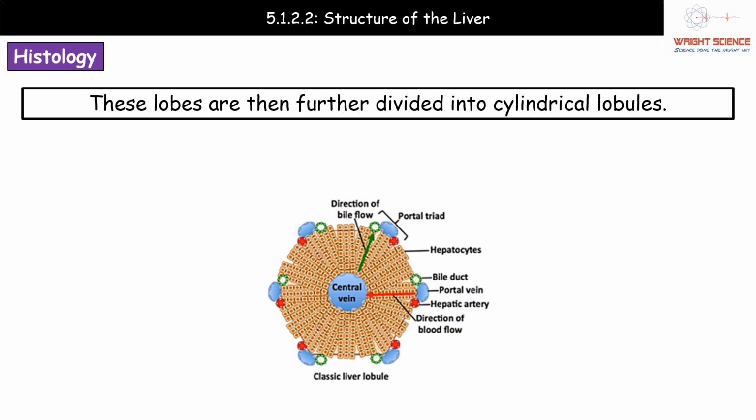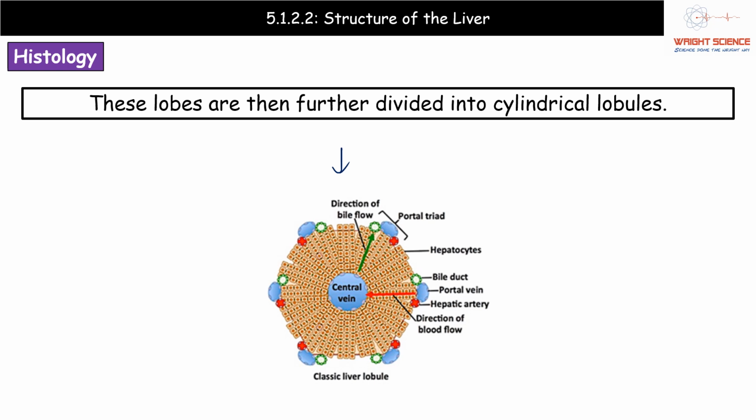Now, when we actually consider what happens to those lobes, they are subdivided into smaller structures we refer to as lobules. And these are pretty much cylindrical in shape. And what we've got at the bottom is the diagram of a typical liver lobule.